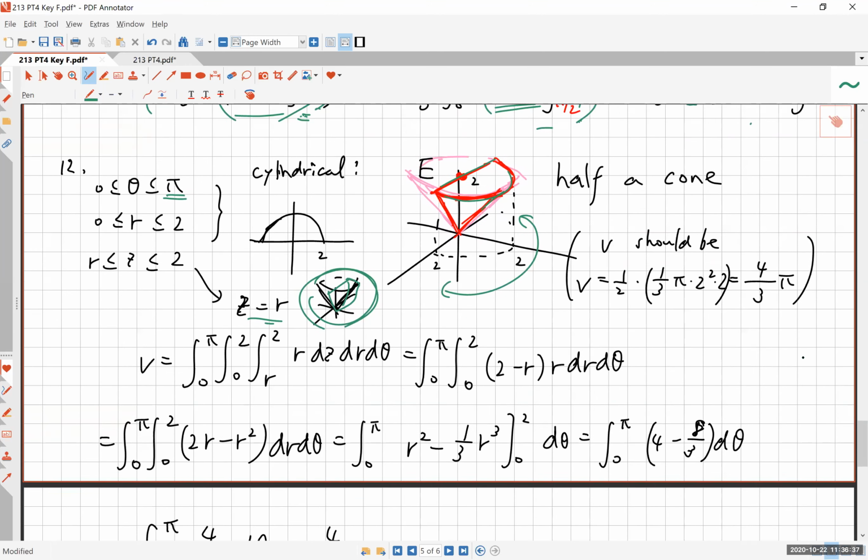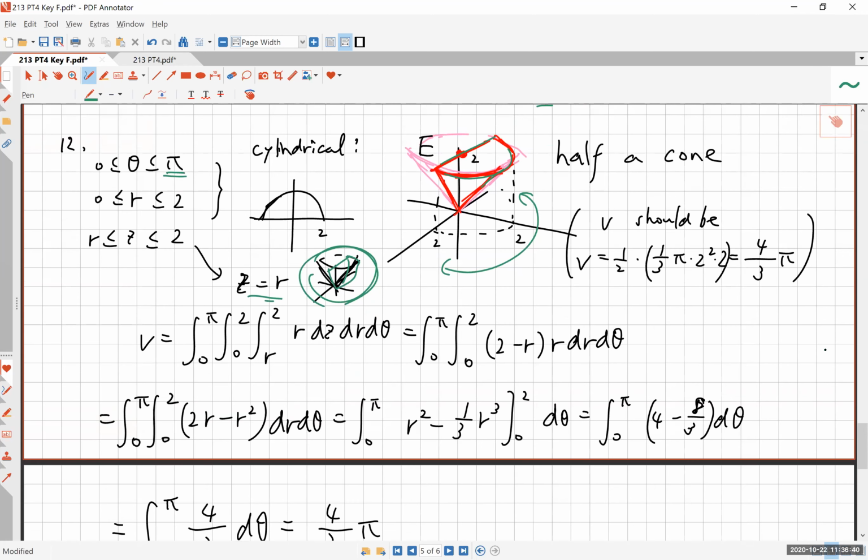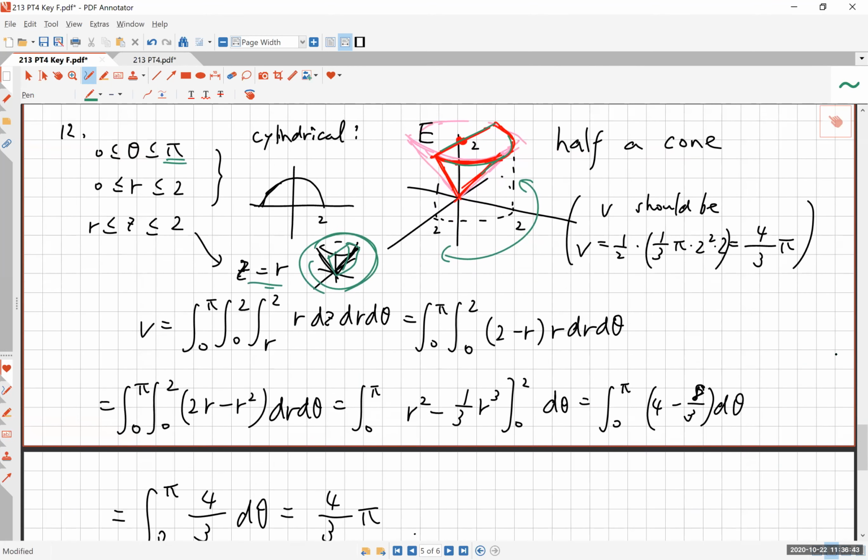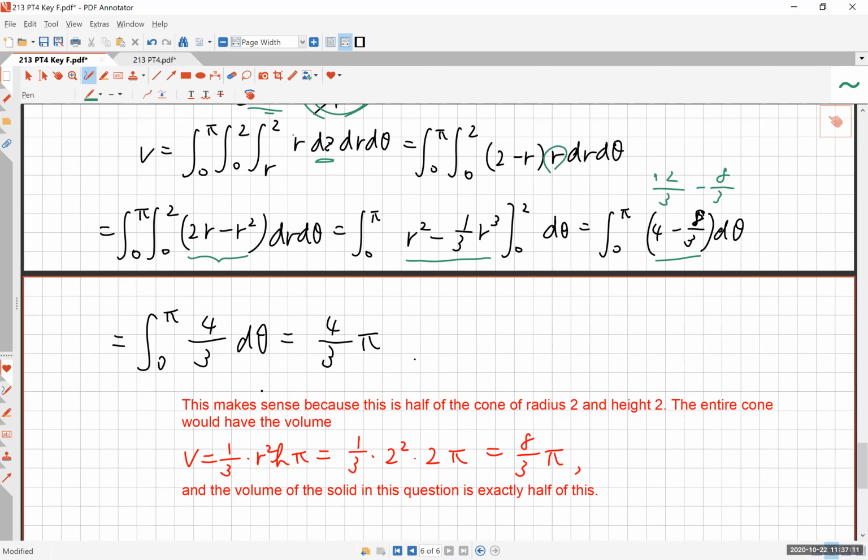Again, the integration is not that hard. When you integrate R with respect to Z from R to 2, you just get 2 minus R. You still have an extra R here. So this is really integrating 2R minus R squared. That becomes R squared minus 1/3 R cubed. Plug in 2, and so you have 4 minus 8/3. And that's 12 over 3 minus 8 over 3, and that's 4 over 3. You integrate that with respect to theta, and you just get 4/3 pi.